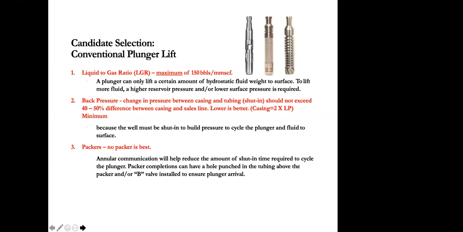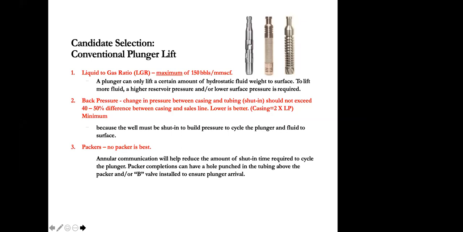Okay, so if it's not a bypass plunger candidate, or it wasn't a bypass plunger, but now the well has fallen off, it no longer can support a bypass plunger, or from the initial evaluation, it's just not going to be a bypass plunger candidate. But perhaps it's a conventional plunger candidate, a well that's going to still benefit from a plunger, but it's not going to have the volume to continuously run that plunger with very little shut-in.